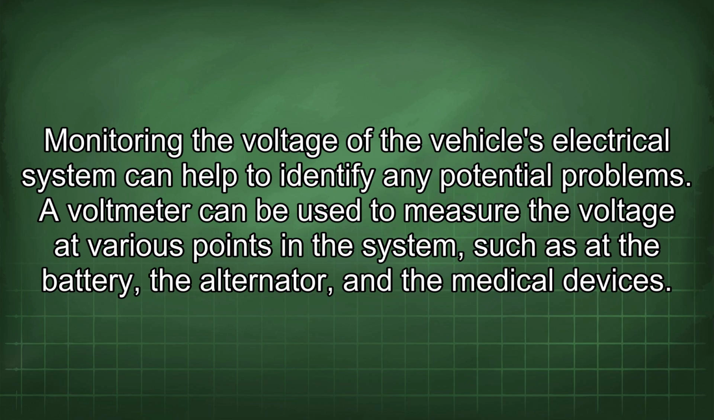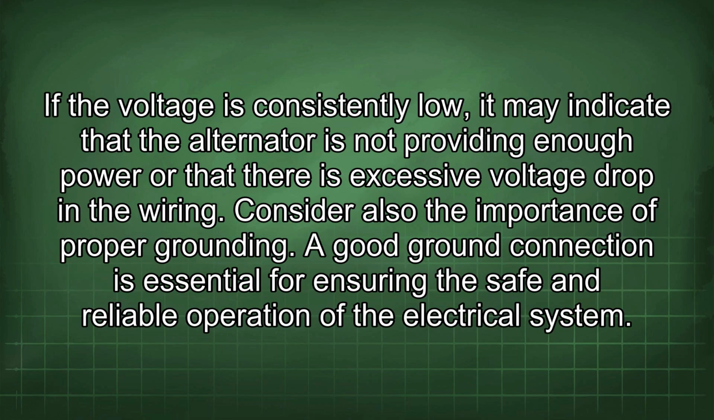A voltmeter can be used to measure the voltage at various points in the system, such as at the battery, the alternator, and the medical devices. If the voltage is consistently lower, it may indicate that the alternator is not providing enough power or that there is excessive voltage drop in the wiring.